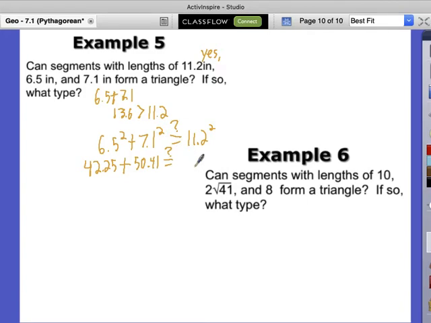Okay, what's 11.2 squared, Taylor? 129.96. Let's try that one again. 11.2. Okay, 125.44. That sounds better.